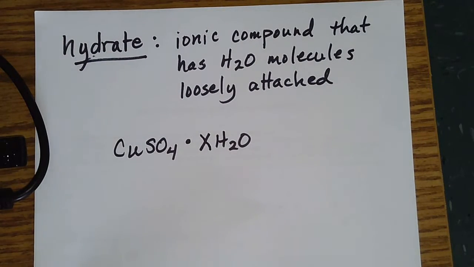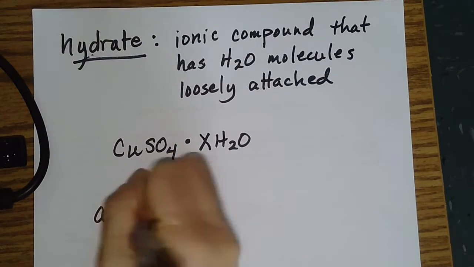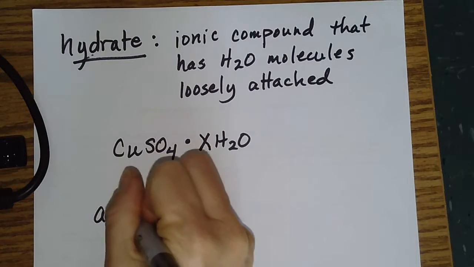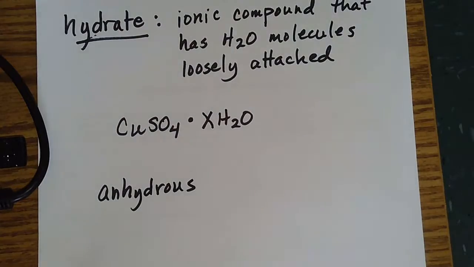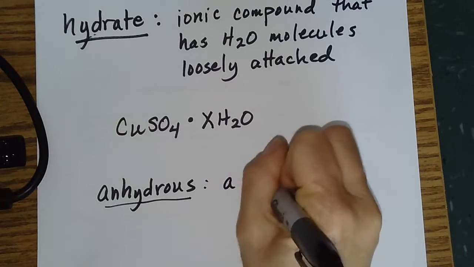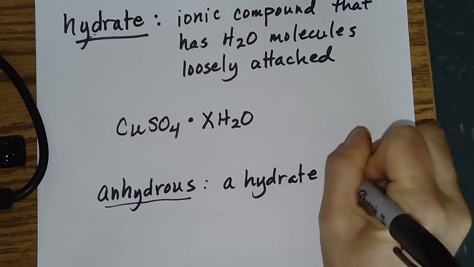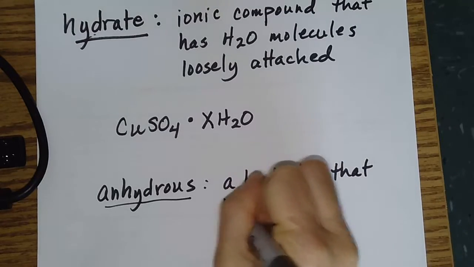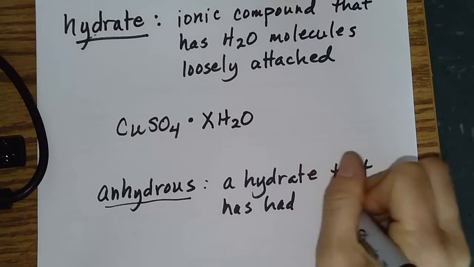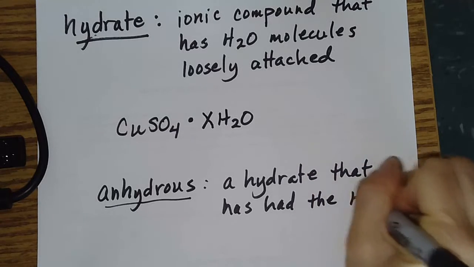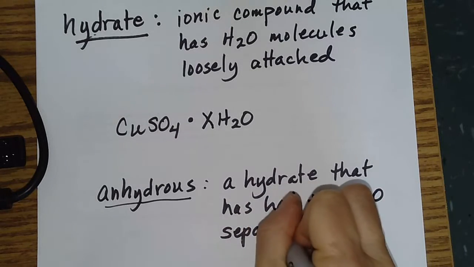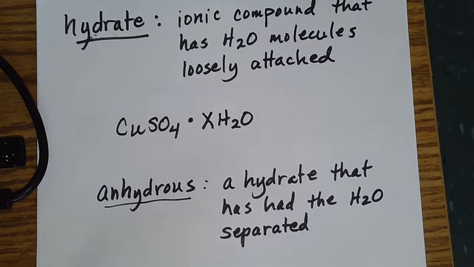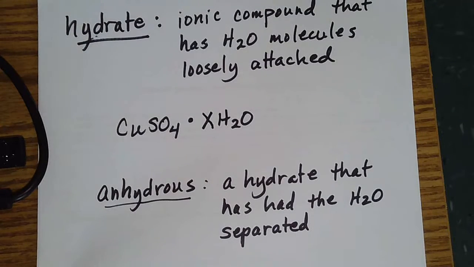There's a word for that. Close, yeah. Or you could say an anhydrate. The word I was going to use was anhydrous. So you would say anhydrous copper 2 sulfate. So anhydrous is a hydrate that has had the water separated. And again, we're doing this by heating it up with a Bunsen burner. Am I making sense so far?